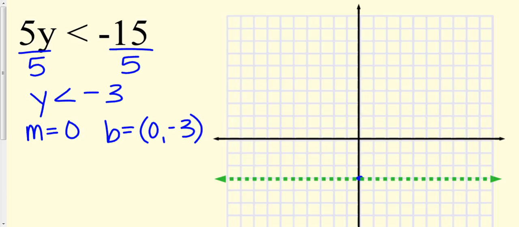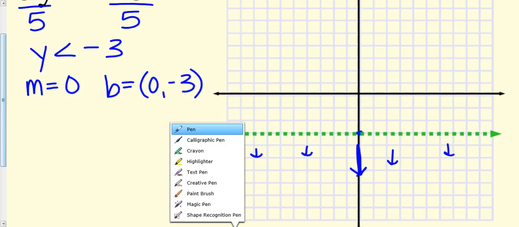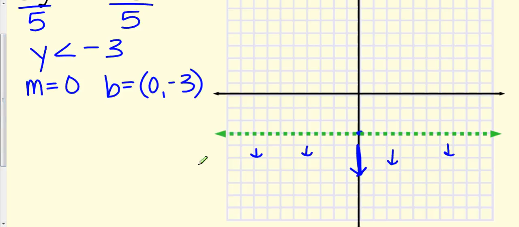Now, the next thing I need to think about is how I'm going to shade. So it's all my y values less than -3. Less than, that is my decreasing y values. So I'm going to be shading below the line. And to be shading below the line, I'm going to grab my highlighter tool and go ahead and shade all of that. Now, this is the end of the notes.